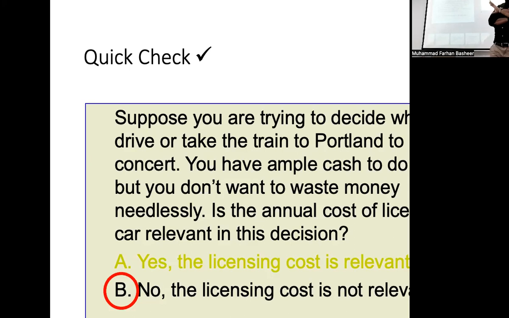So basically these three costs, differential cost, opportunity cost, and the third one, sunk cost, help you in understanding which cost is relevant or irrelevant to decision making.